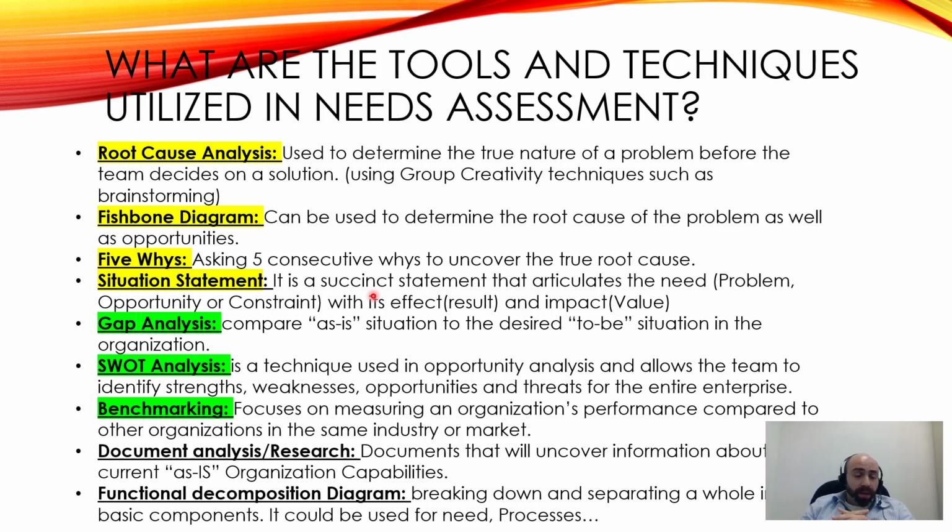Situation statement. After performing the root cause, the fishbone diagram, the 5 whys, one of the main tools and techniques is the situation statement, or what is called in other books a problem statement. It's a summary statement that articulates the needs, whether problem, opportunity, or constraint, with its effect and impact. Effect means a result. Impact means the value.